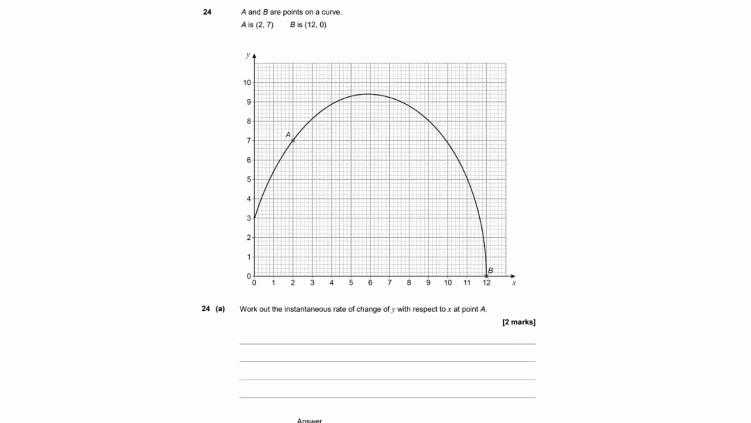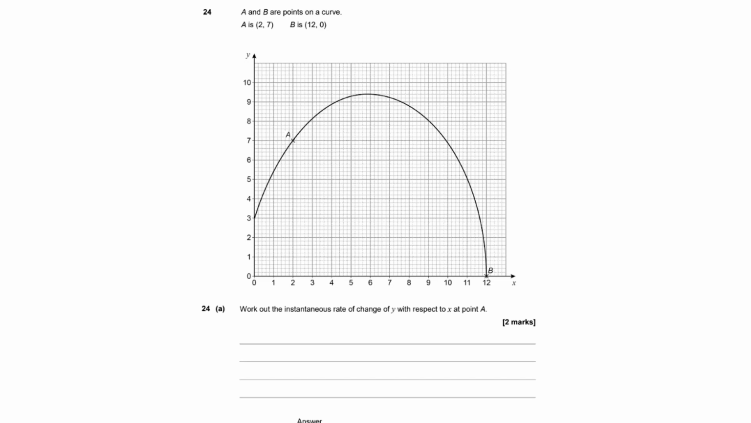So let's look at the last question of the day. For this one, we're told that A and B are 2 points on the curve. Find out the instantaneous rate of change of y with respect to x at A. So we know A is here. And this time it's very easy for us because they've given us what A is. So let's just draw the tangent.